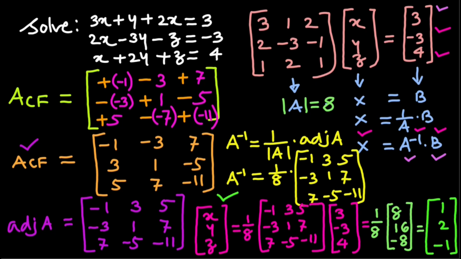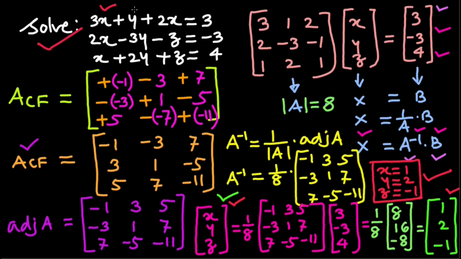Now, by equality of matrices, we can equate the elements of the variable matrix and the column matrix 1, 2, minus 1. And we get the values of x, y, z, or the solution of these linear equations, as x equals 1, y equals 2, and z equals minus 1. So this is the solution of these three linear equations in three variables x, y, and z.